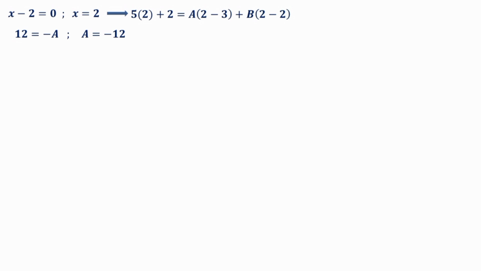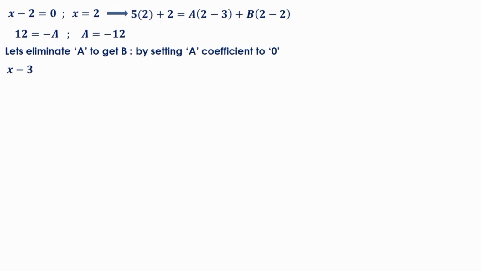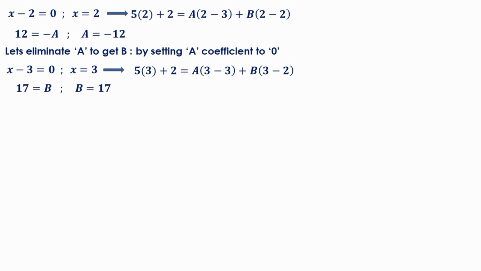The same thing I'm going to apply to get B. I'm going to eliminate A to get B. So same process: we set the coefficient of A to 0. Then x minus 3 equals 0, then x is equal to 3. Anywhere you see x, we insert 3. So that will give us B is equal to 17. B is equal to 17. Good. Now we have gotten our A and B.